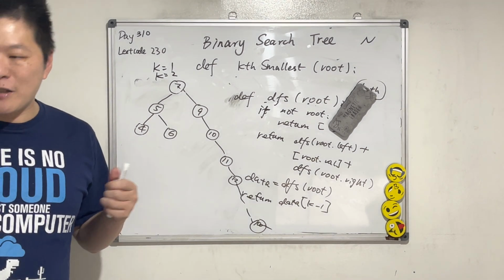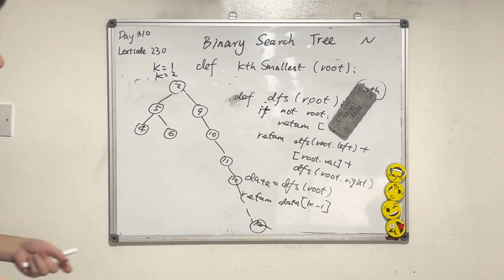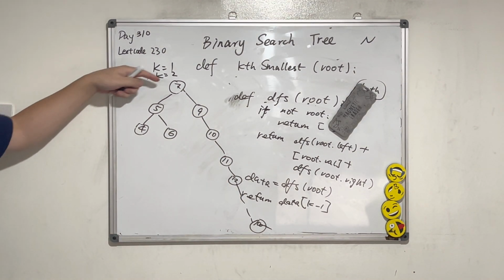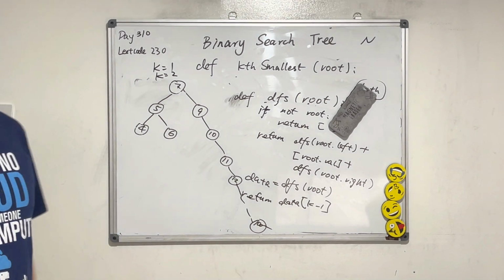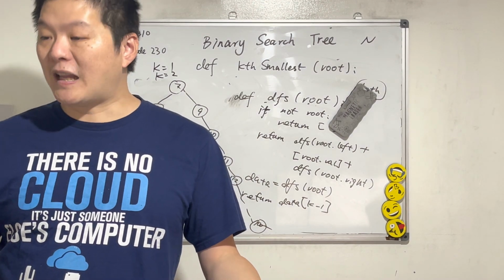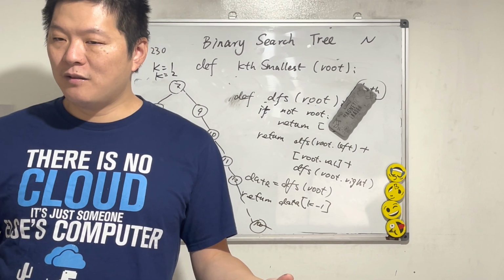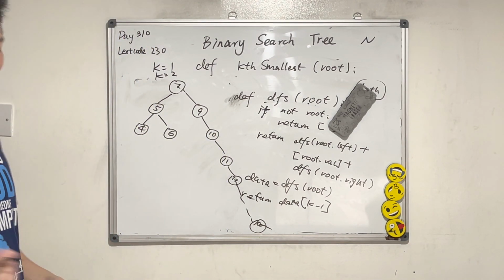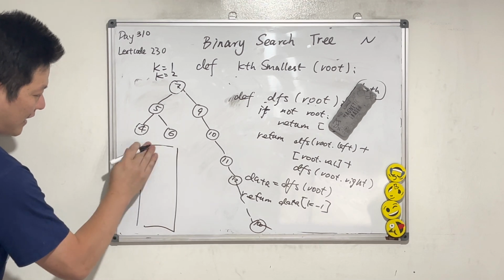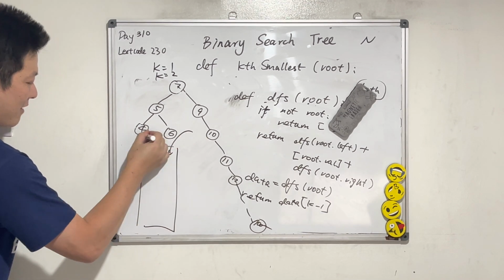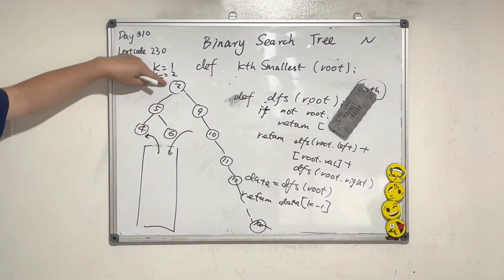So how do we do this? Iteratively. We want to iteratively do this in order. So first of all, we can have a stack. What's a stack? FILO, first in, last out, yeah? It goes in this way and you take out this way. This is a stack.